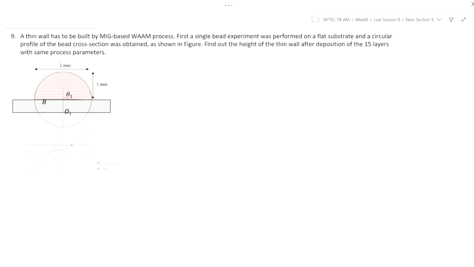Okay, so the next question. We'll now discuss the MIG-based numerical on the MIG-based wire additive manufacturing process.